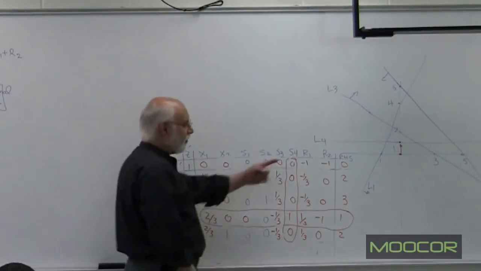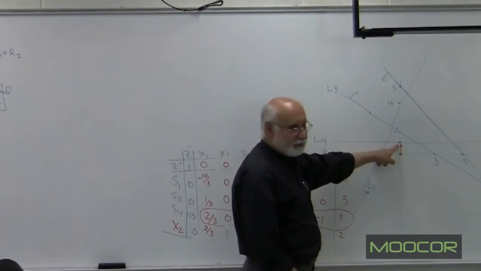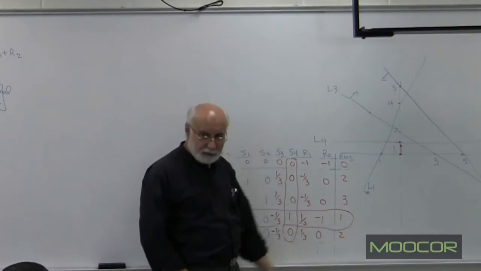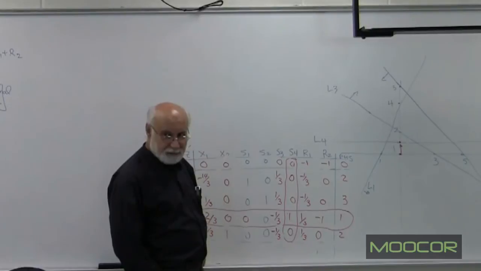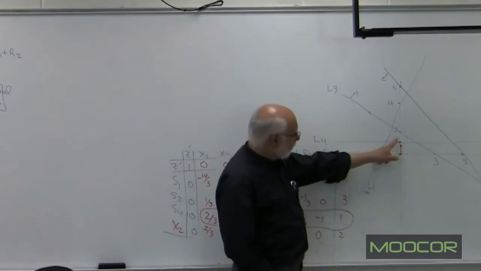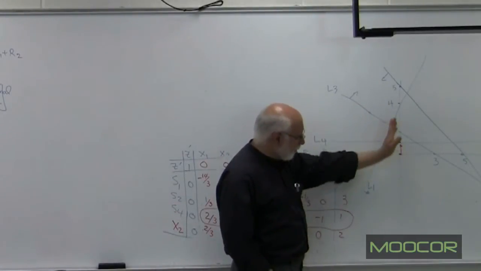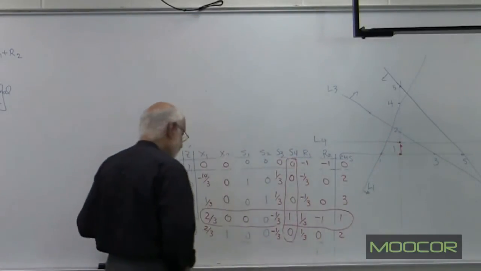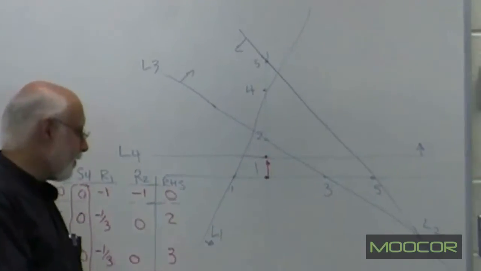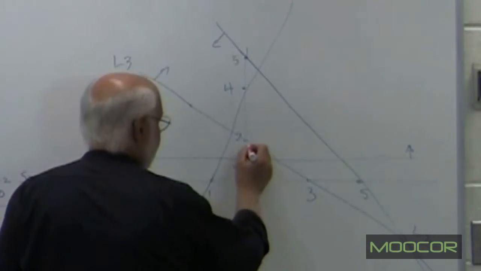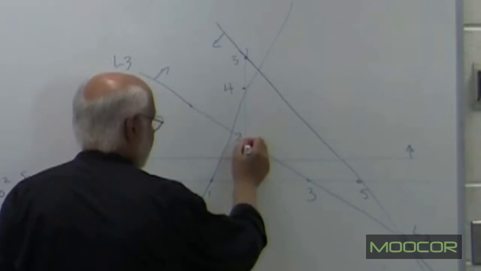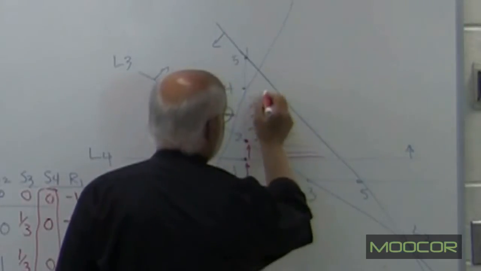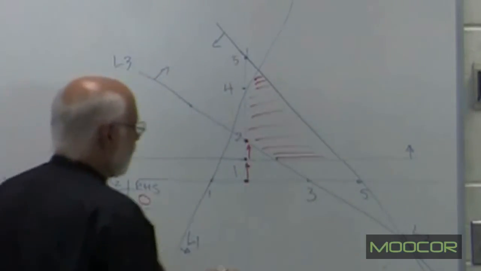So, where did we go from here? We still stayed at x2 equal 2. We still stayed on the x2 column, but we went to that point, which is now a feasible point. We went there, which is now a feasible point. That's our feasible region.